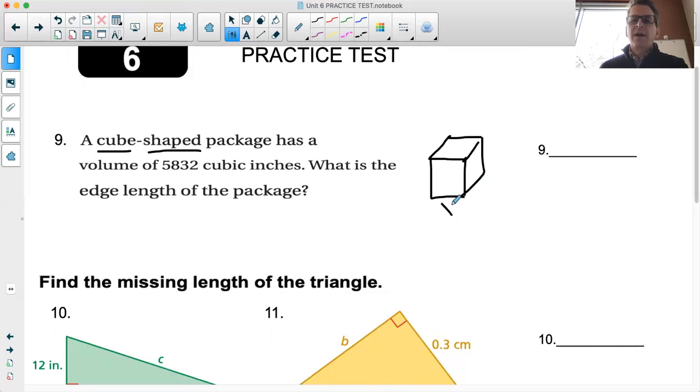So let's call the edge length X, and it says the volume of this package, then the volume of a cube is X to the third. That's the volume of the cube, X times X times X. Now that's going to equal 5,832.